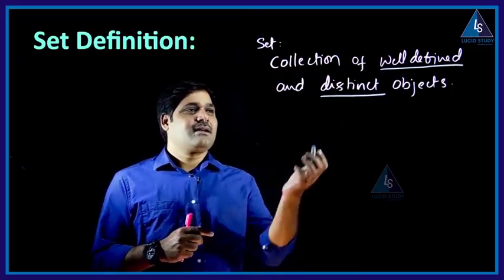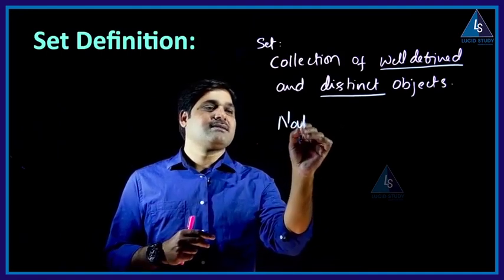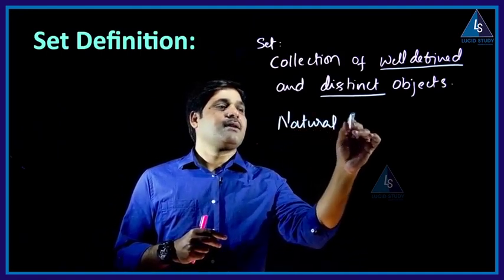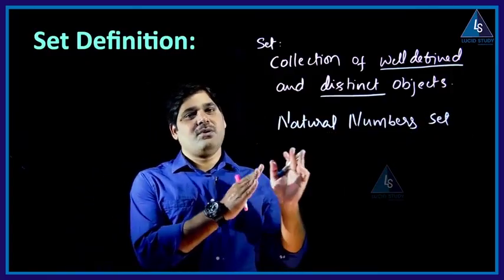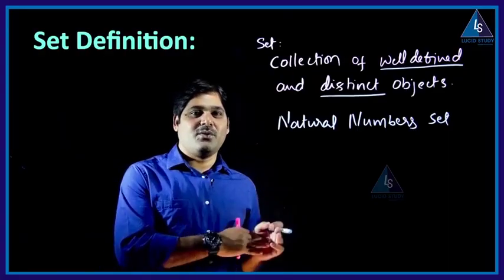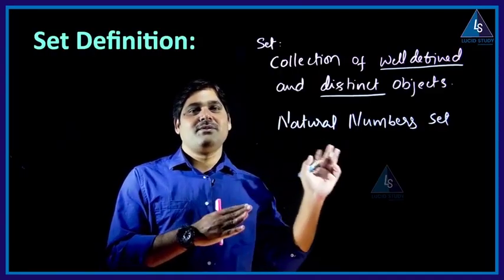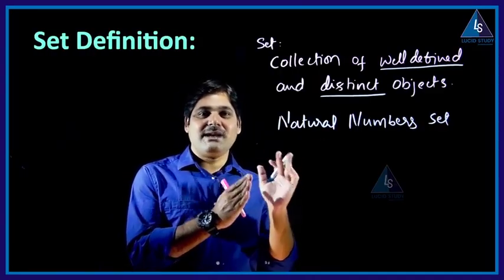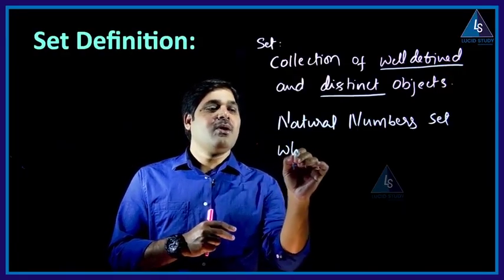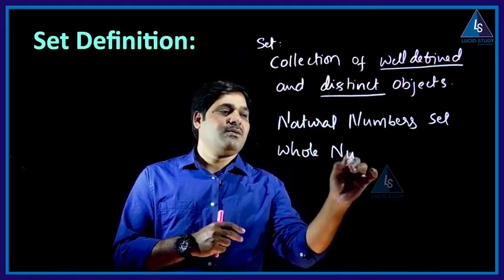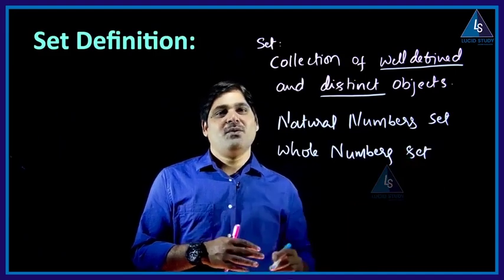Let us give an example in mathematics: natural numbers are a set. We can say natural numbers are a set because if you go around the globe, wherever you go, if you ask any person what natural numbers are, they will say 1, 2, 3, 4 like this. So that is well defined. Natural numbers is a set. Similarly, whole numbers is also a set, because it is also well defined.